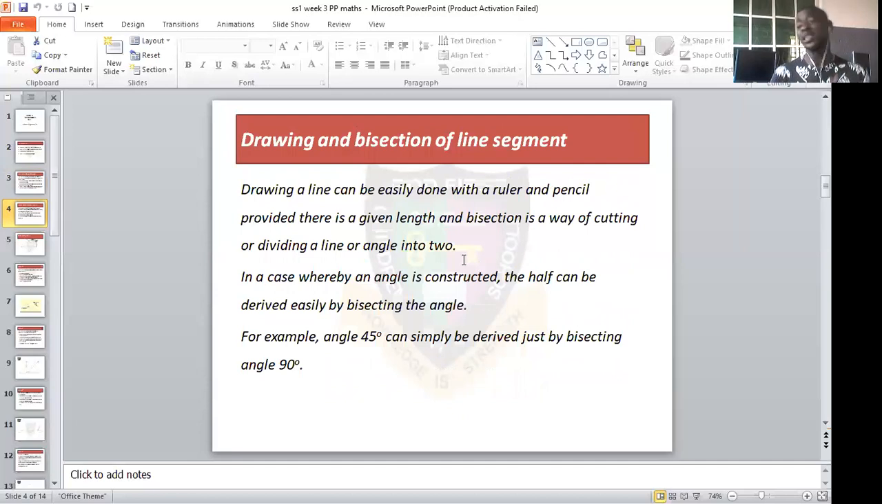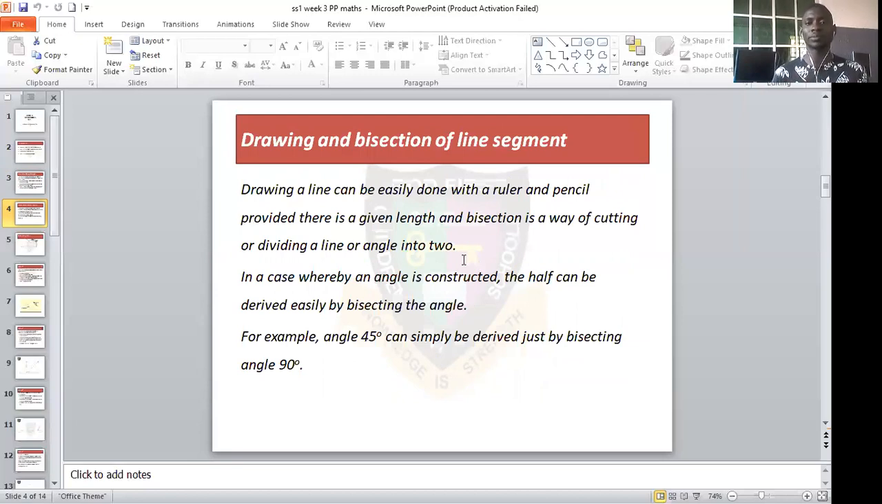And what does bisection mean? I already told you, it's cutting into 2, splitting into 2. But that's to be straight. The length you are leaving at this side must be equal to the length that you are using at this side. That's why we'll bisect. So bisecting a line can be easily done with a ruler and a pencil, provided there's a given length. Yes, we are given a length of, let's say, 12 centimeters. It's easy for you to measure and find the midpoint.